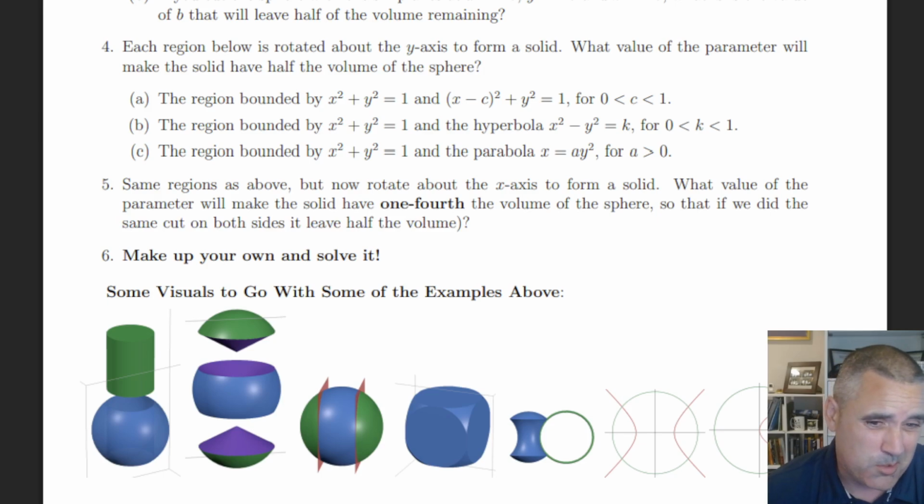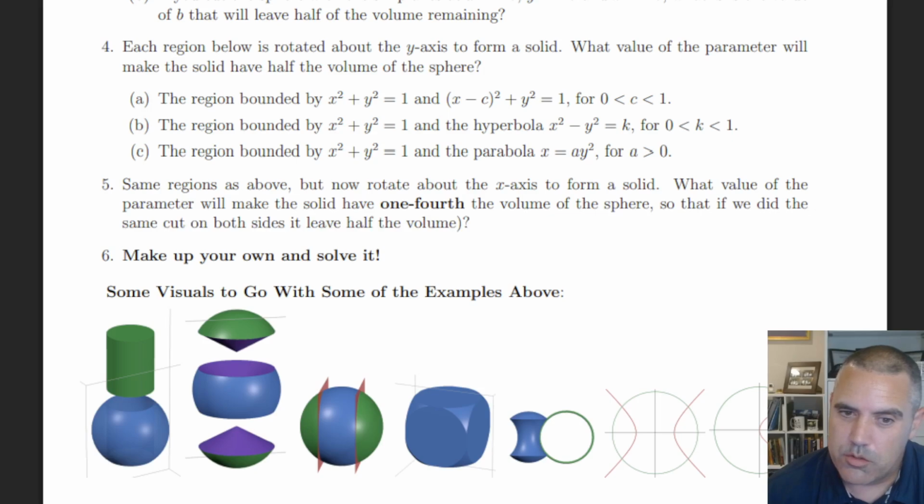A more interesting question is if you cut it up with 6 planes, all of them at the same distance from the origin. So x equals a, x equals minus a, y equals a, y equals minus a. How would you cut it so that half of the sphere remains? And it appears that's not an easy question. Maybe I'm missing something. But where would that be?